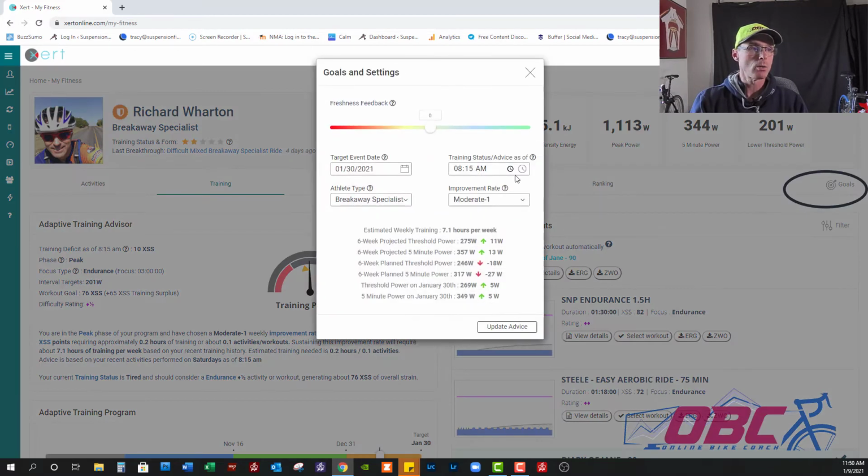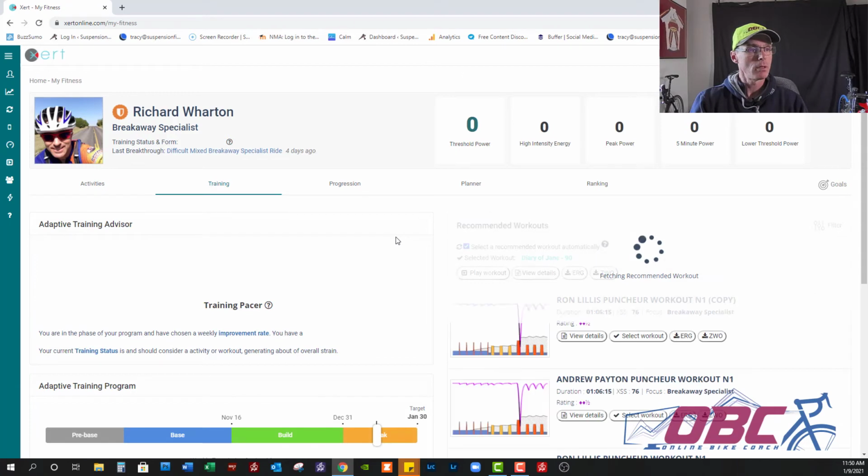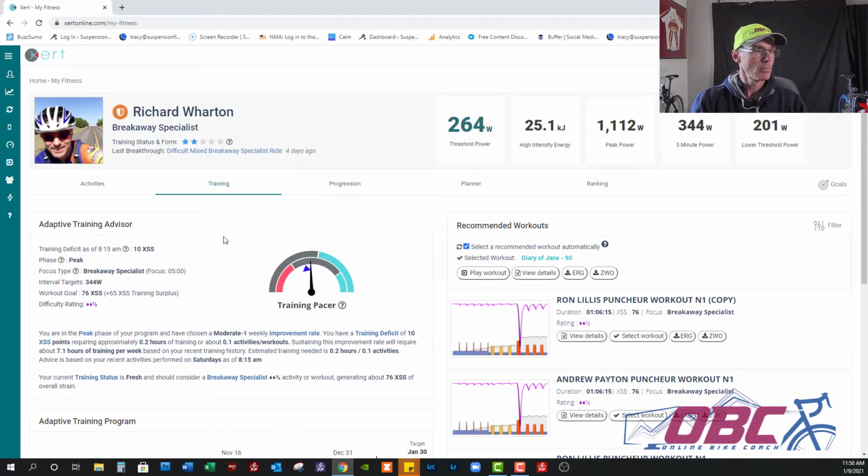So I'm going to go back into goals and I'm going to slide my freshness feedback over to 15. Let it repopulate, and here's what we get. I still have a training deficit of 10 XSS, but it's asking me for a breakaway specialist focus with a workout goal of 76 points. The interval targets themselves are 344 watts, and if I don't work out, I'm going to be back at 11 o'clock instead of at 12 o'clock.